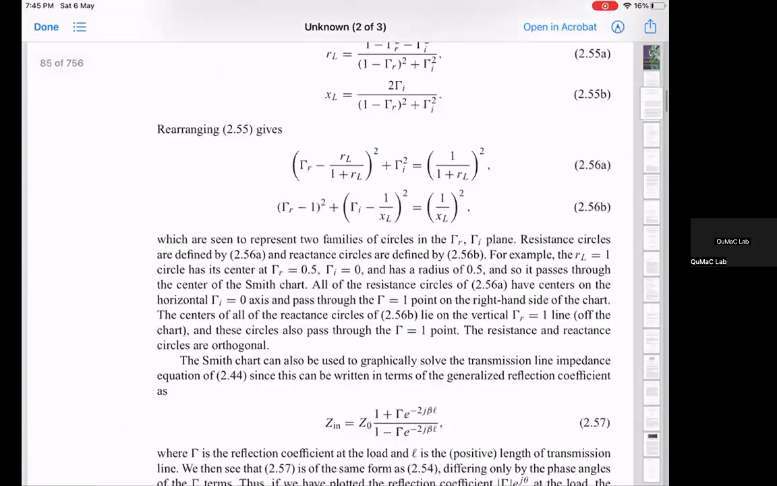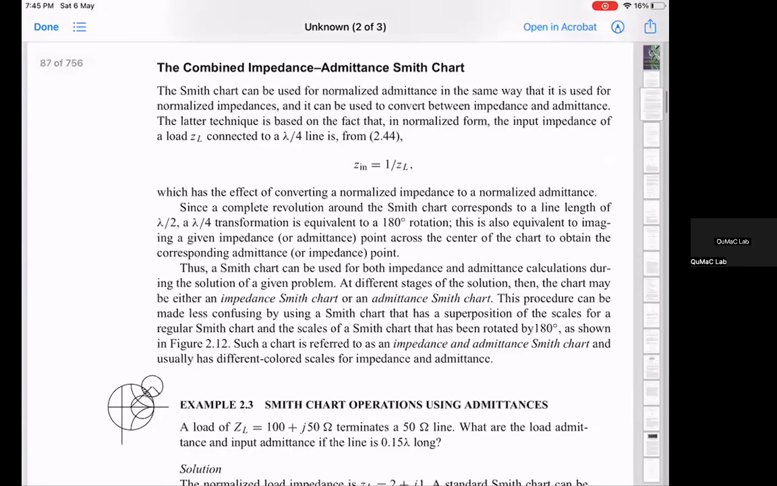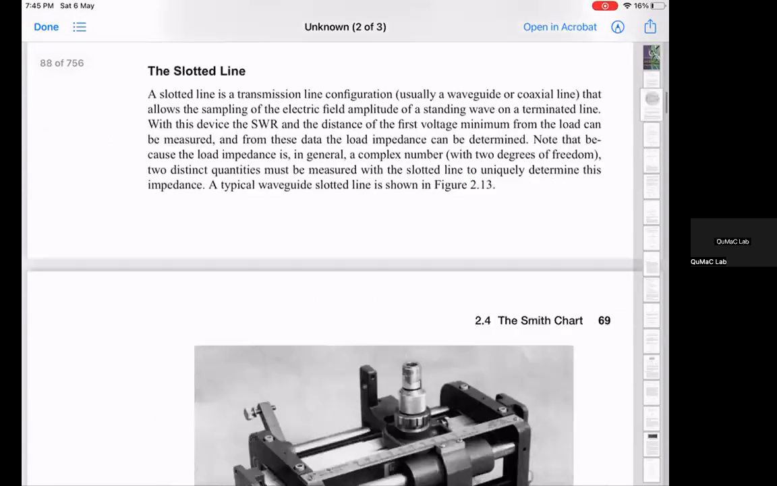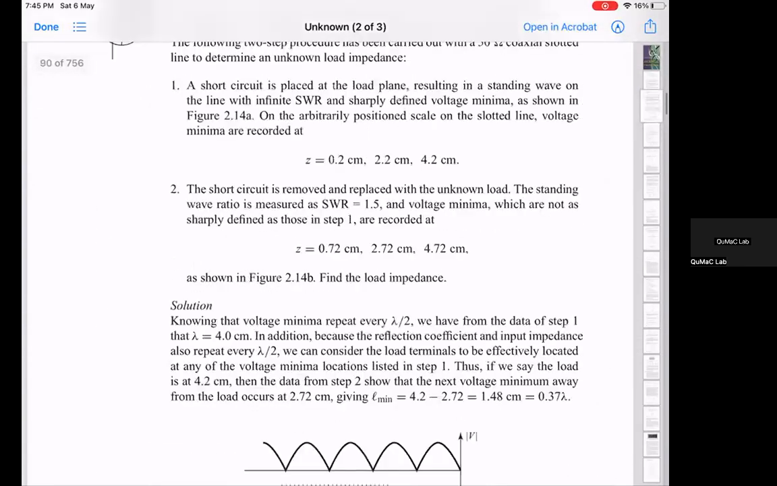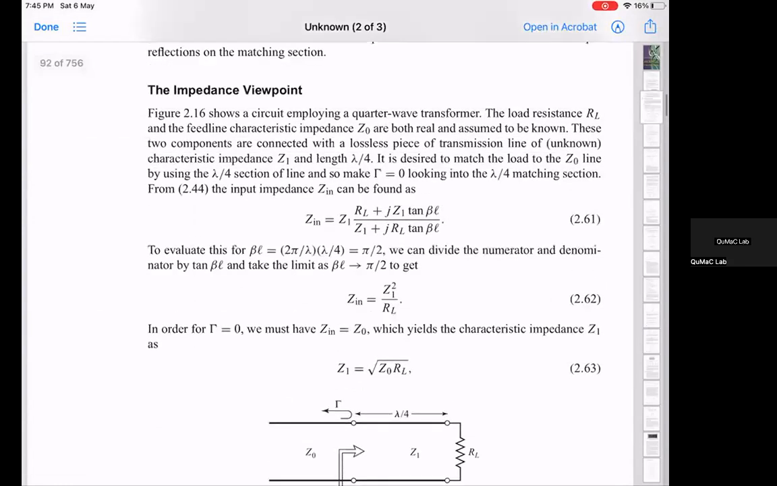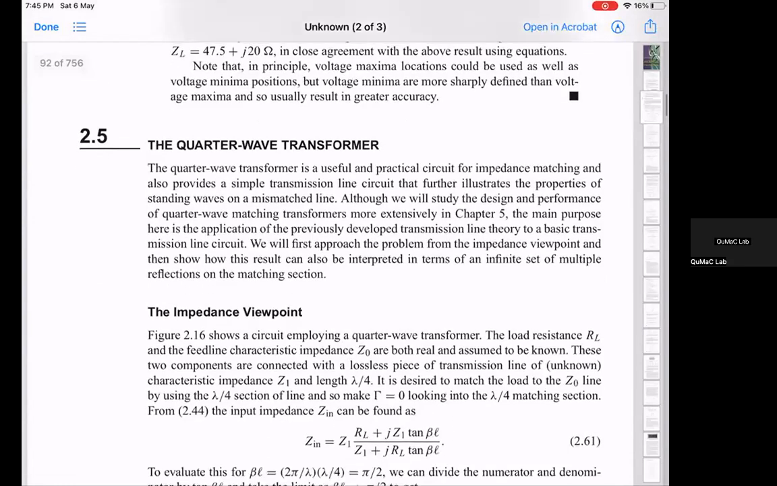And I think we have gone through the quarter wave transformer enough number of times, but it's good to go through it again. It's a very useful and general circuit, and there is a later section on quarter wave transformers talking about impedance matching in section 5.4 as well. So go through this as well.